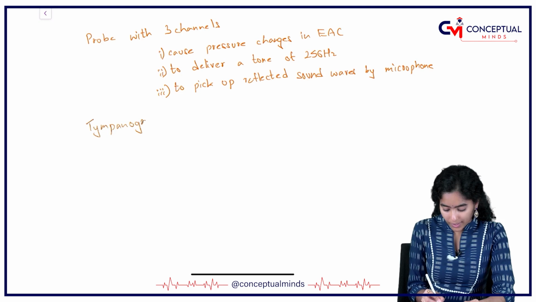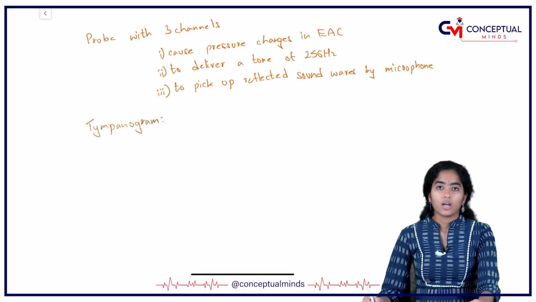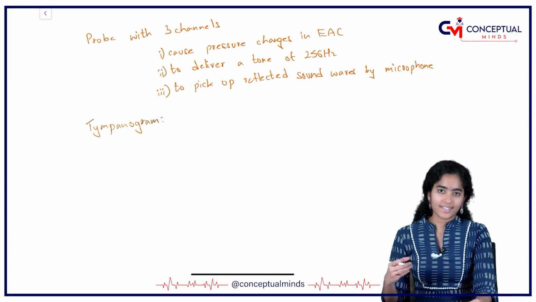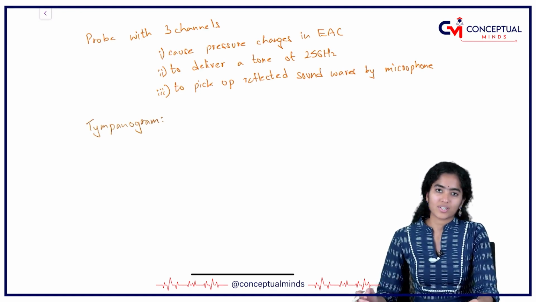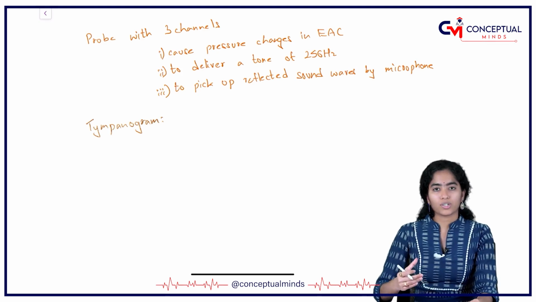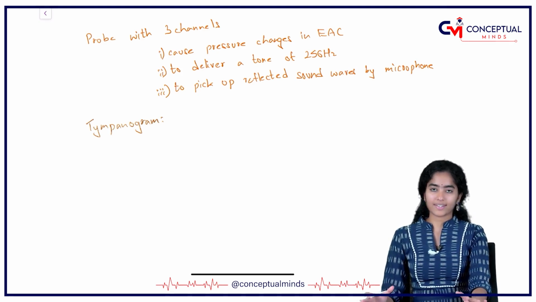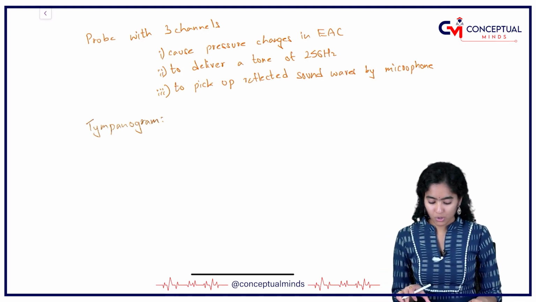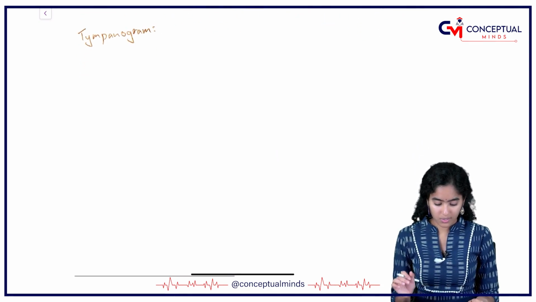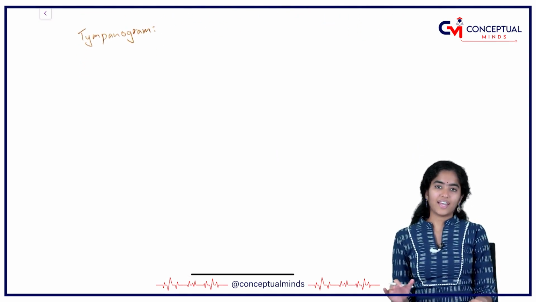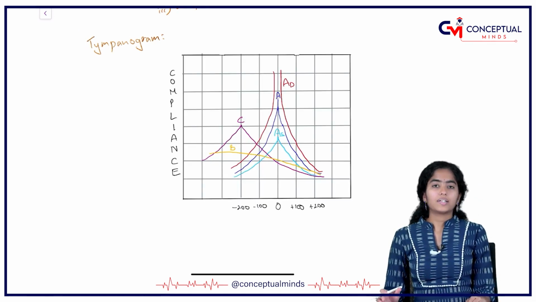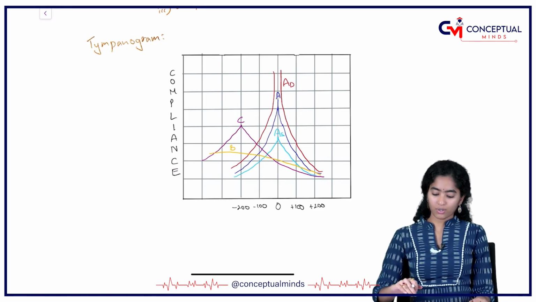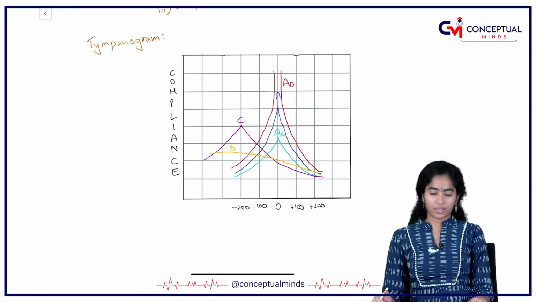So on a tympanogram, on one side you have the reflected sound energy, and on the other side you have the pressure changes. At what pressure, how much sound is being reflected. That is our concept. So let me show you how a tympanogram looks and what are the various waves in a tympanogram. This is how a tympanogram looks, and I have already drawn various waves. I will explain what they are now.